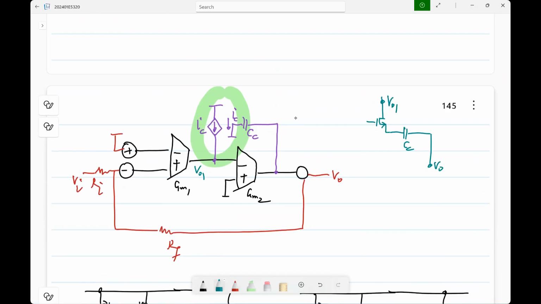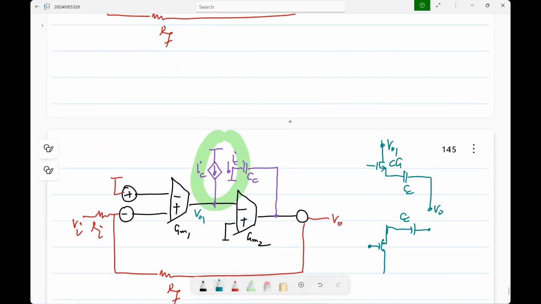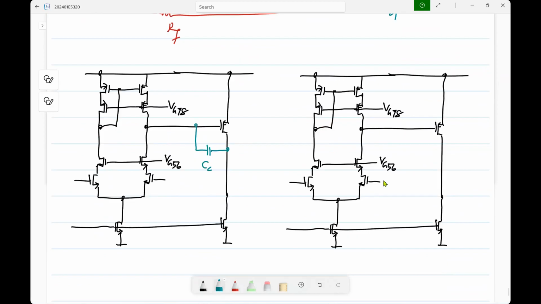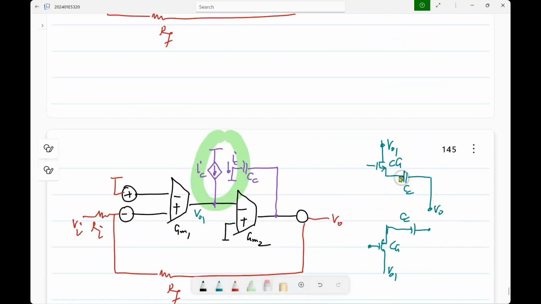Or I could have a PMOS common gate device. I have not shown the biasing, but this is a common gate amplifier, and the drain of the PMOS should go to VO1. That is ground, right? What is the impedance looking into the common gate amplifier? That is 1 by GM. Ideally, you should get 0. In reality, you will get 1 by GM.